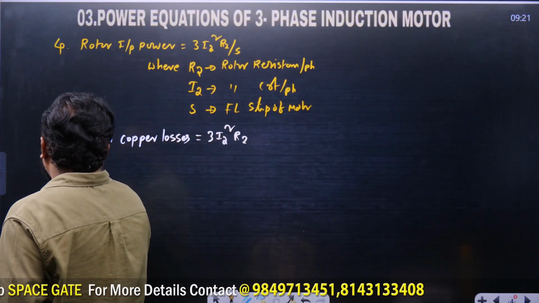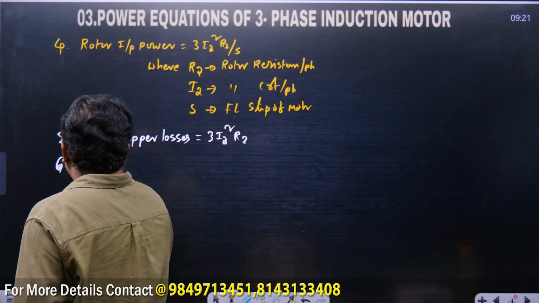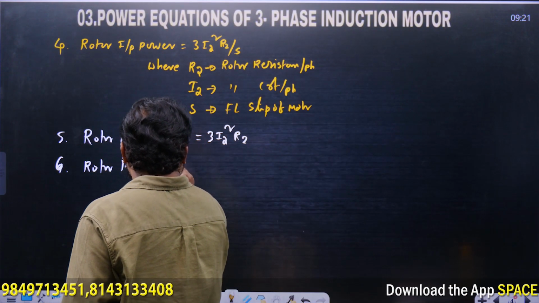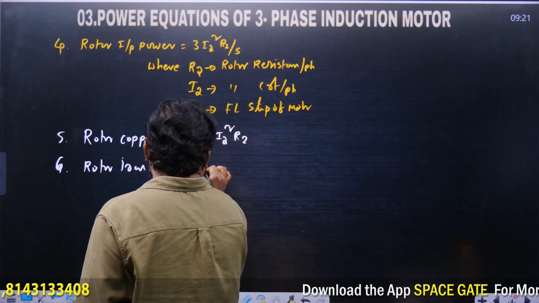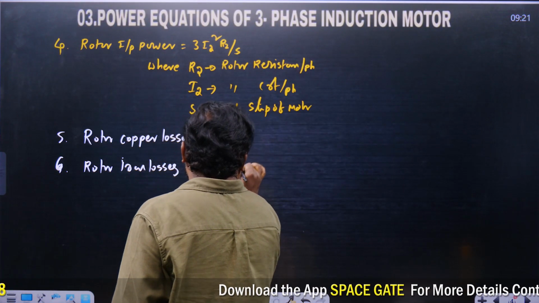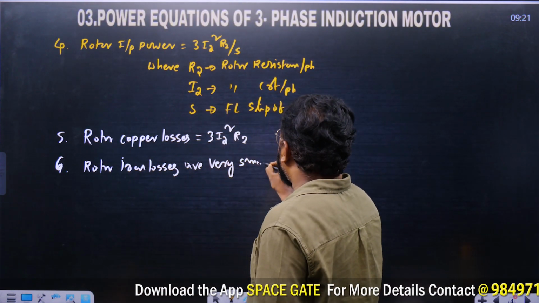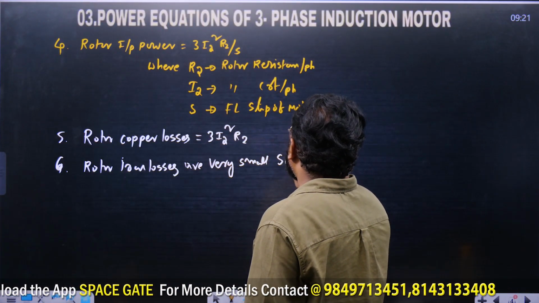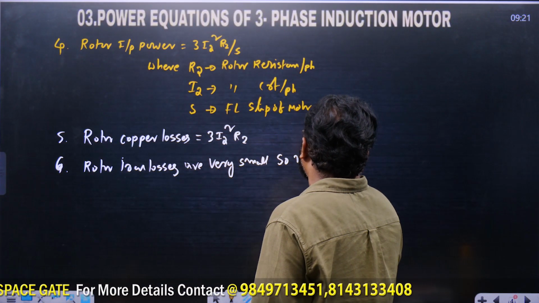So the sixth point is the rotor iron losses. These iron losses are very small, so they are neglected.